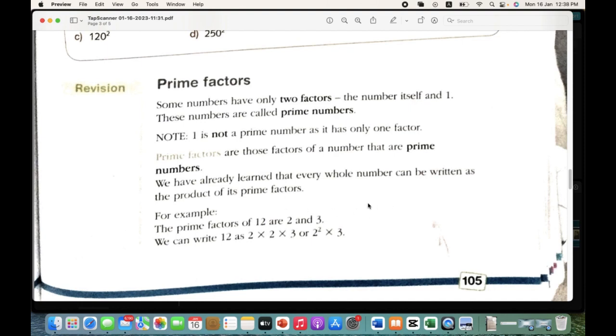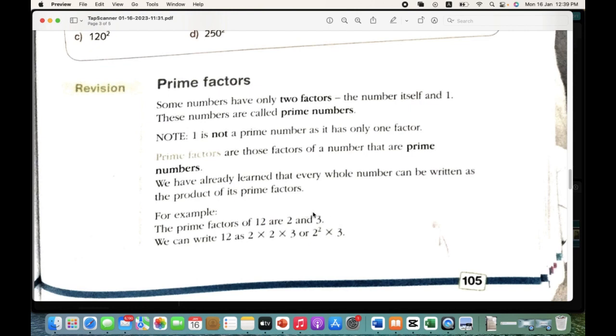4 is not a prime number because it has other factors. 5 is a prime number. 6 is not. 7 is a prime number. 9 is not, because 9 has 3 as a factor. 10 is not. 11 is a prime number.